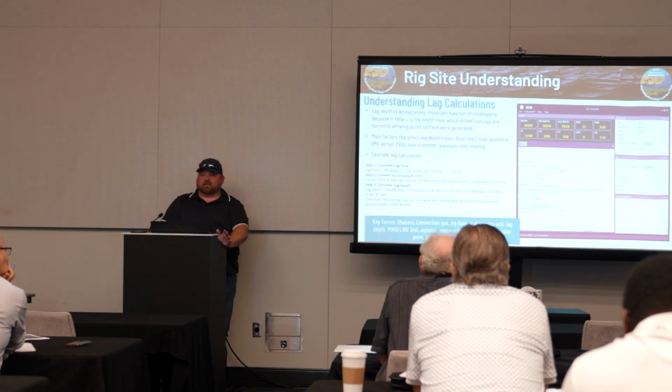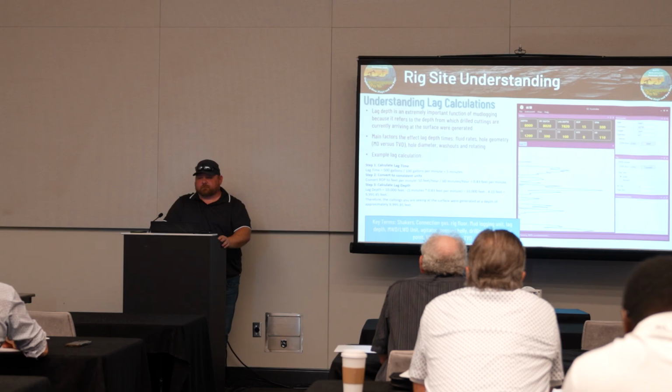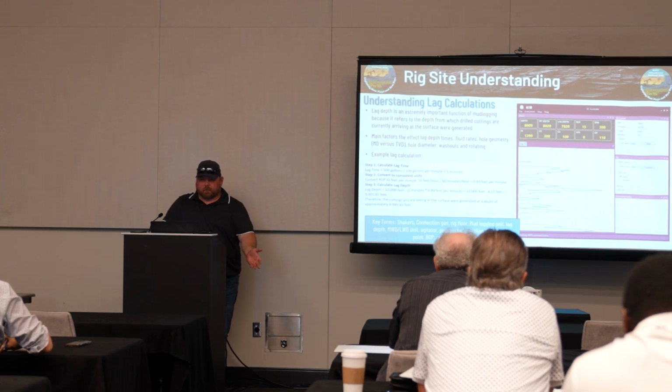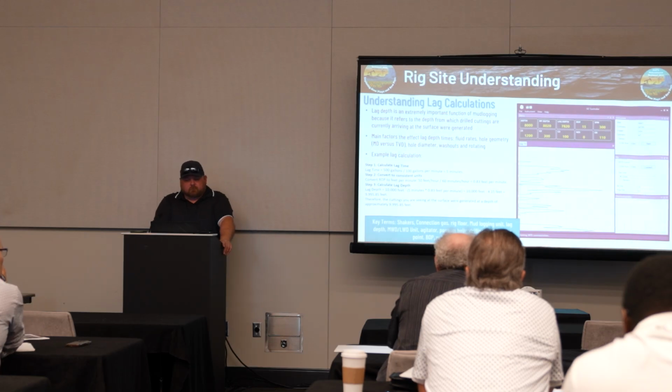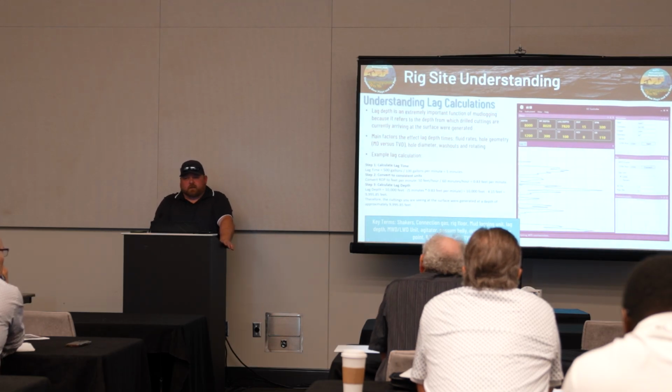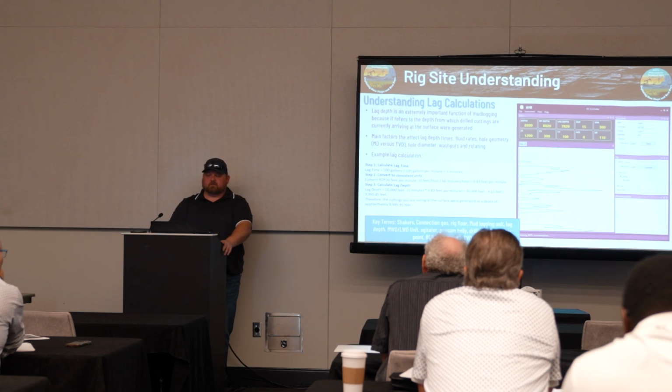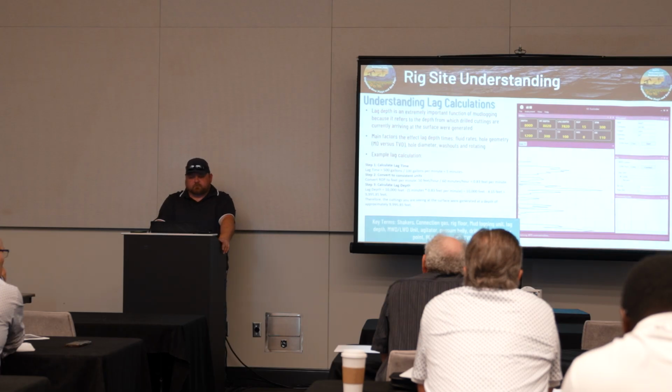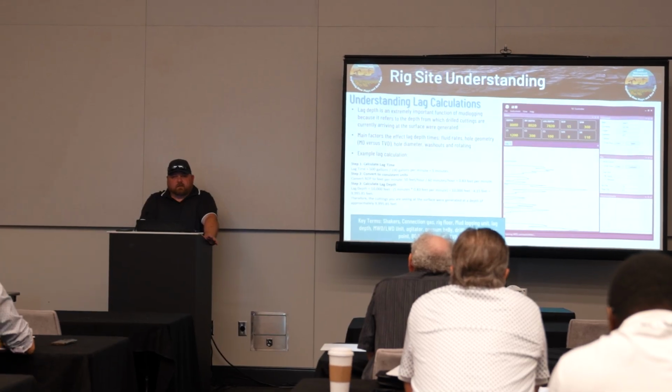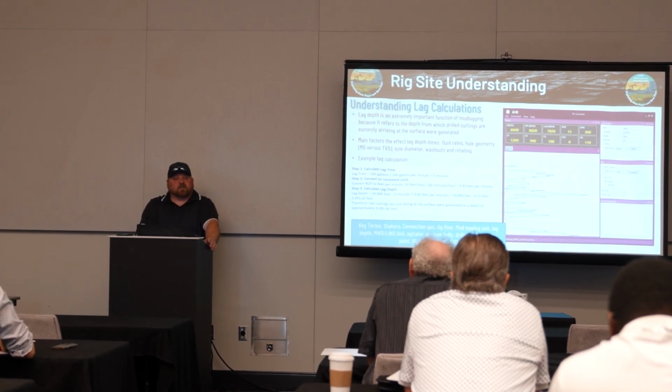So main factors in lag depth calculations: fluid rates, strokes per barrel, barrels per minute, strokes per minute. Hole geometry, hole size. Your hole size is as big as your bit is. If you've got a 6.5 inch hole, that's your entire annulus. So hole volume. Washouts, that's something that's hard to calculate for. Usually it's calculated by watching a sweep.